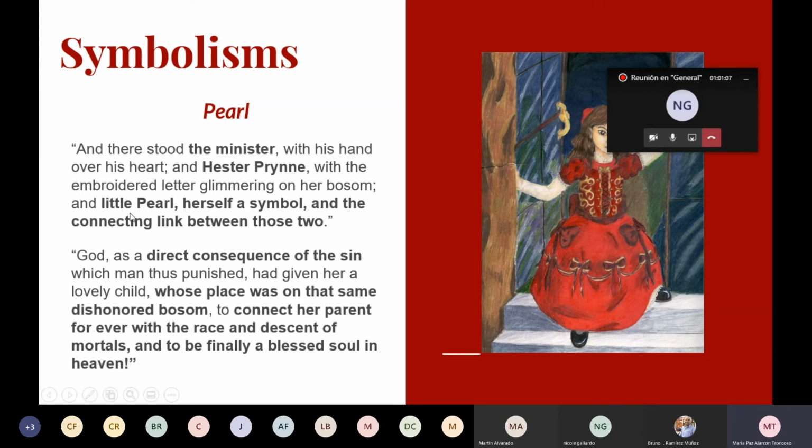Here in this quote it says, "Little Pearl herself a symbol, and the connecting link between those two, between her parents. As a direct consequence of the sin, whose place was on that same dishonored bosom, the same place that the scarlet letter was, to connect her parents forever with the race and descent of mortals, and to be finally a blessed soul in heaven."